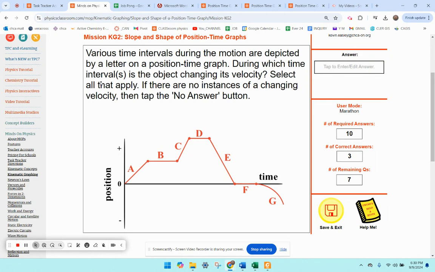All right, during which time is the object changing its velocity? Here, when we look at a position time graph, change is represented by a curve. So we should be able to quickly scan this and recognize that G would be the correct answer.